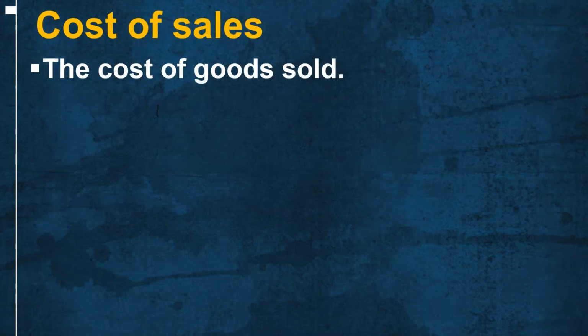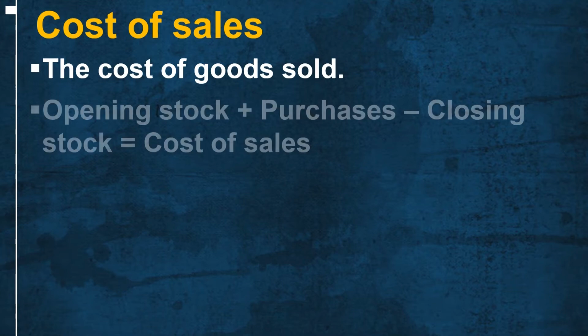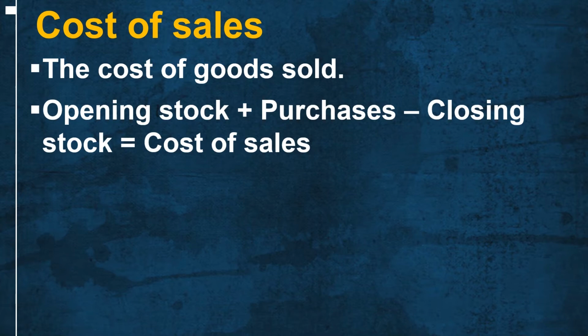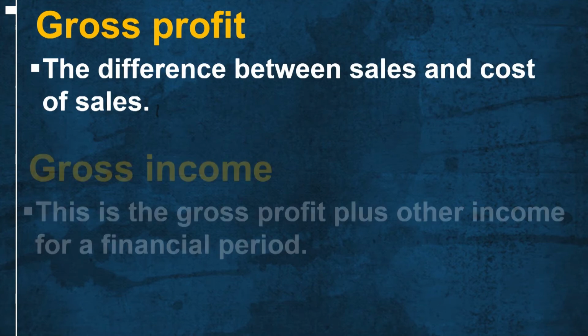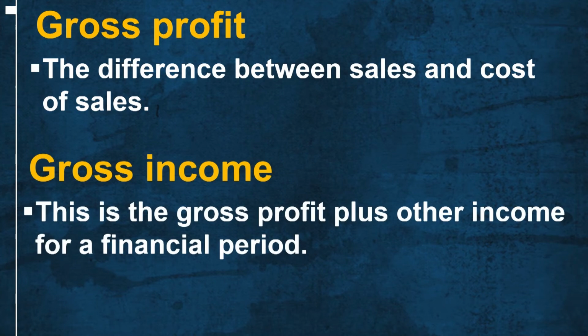We move on to cost of sales, which is the cost of goods sold. Cost of sales is basically the opening stock plus purchases less closing stock, which gives us cost of sales. Gross profit is the difference between sales and cost of sales. Gross income is gross profit plus other income for a financial period.